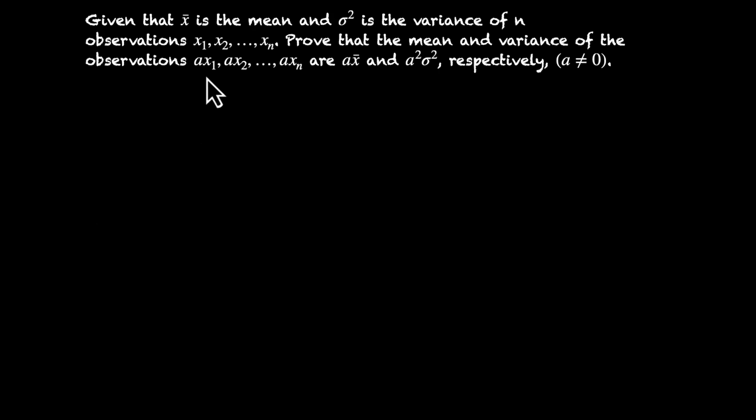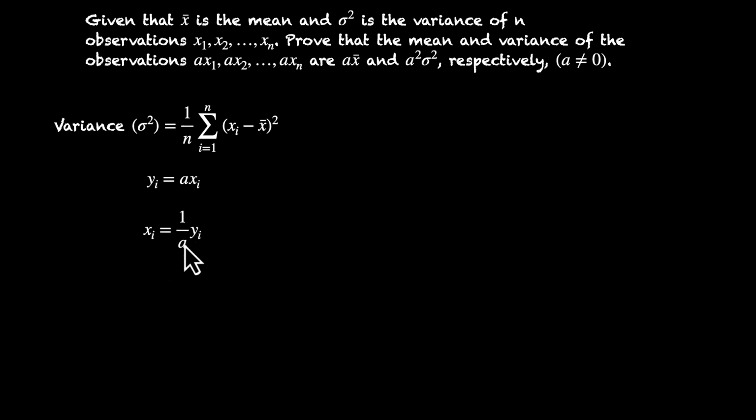This time all our terms are being multiplied by a. Our variance sigma squared is 1 by n summation i equals 1 to n of xi minus x bar squared. Now our new observations yi are equal to a times xi. Initial observations are being multiplied by a. This means xi is equal to 1 by a of yi.